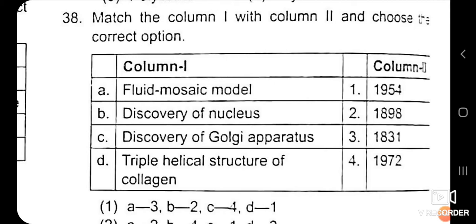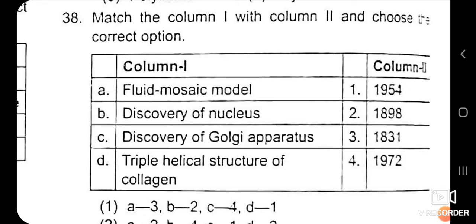Then discovery of nucleus. Robert Brown discovered this nucleus in the year 1831. So for B, third option is correct. C, discovery of the Golgi apparatus. Camillo Golgi discovered Golgi apparatus in the year 1898. So for C option, second one is correct.